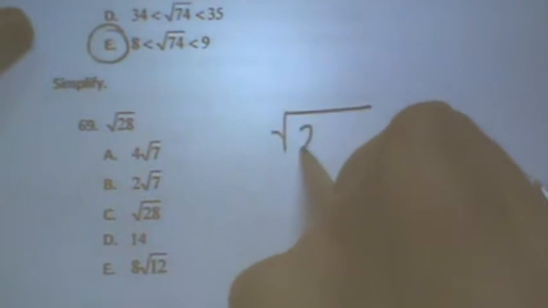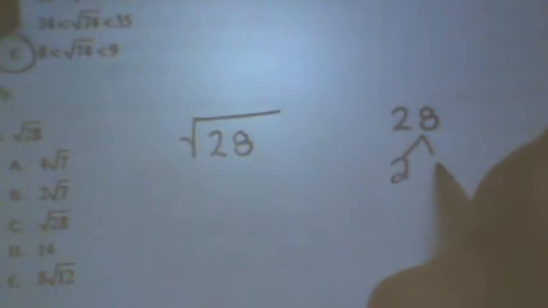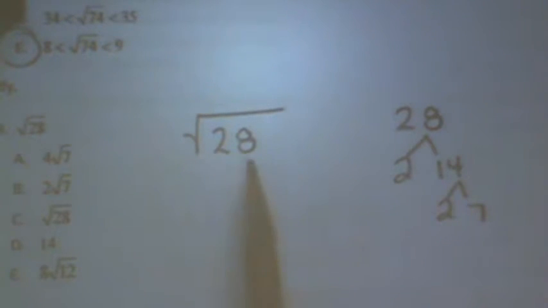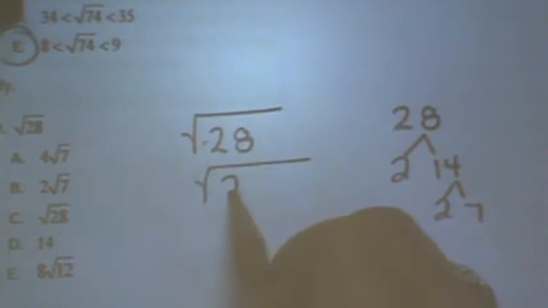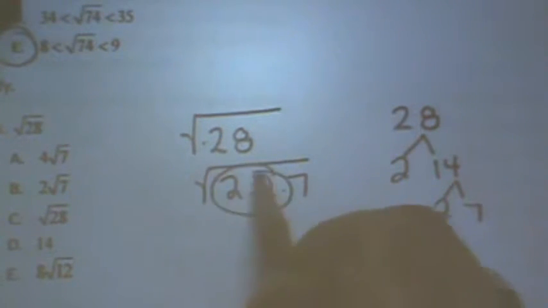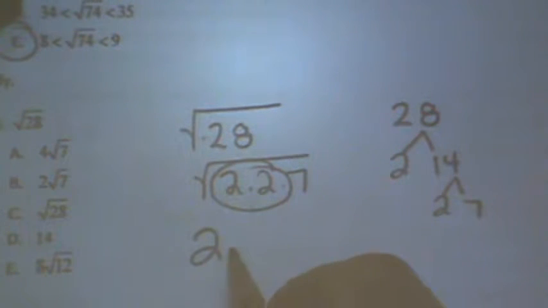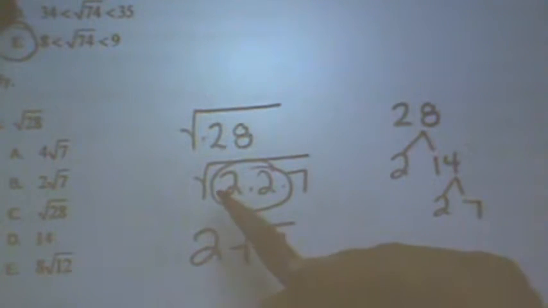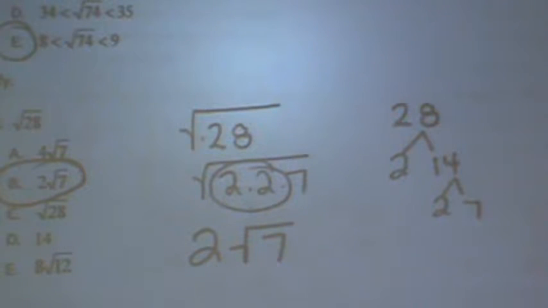Square root of 28. If you were to break 28 up, you get 2 times 14 and 2 times 7. So the square root of 28 is the product of 2, 2, and 7. Square root says we want 2 of a kind, so that 2 comes out. That would be 2 root 7, which is B.